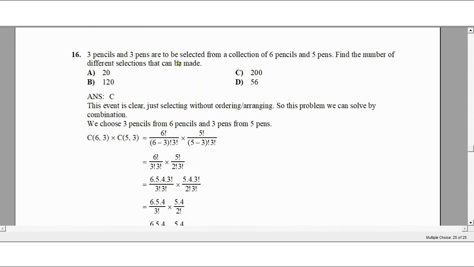Remember, this problem is just selecting without arranging or ordering. So you should understand the concept of permutation and combination.